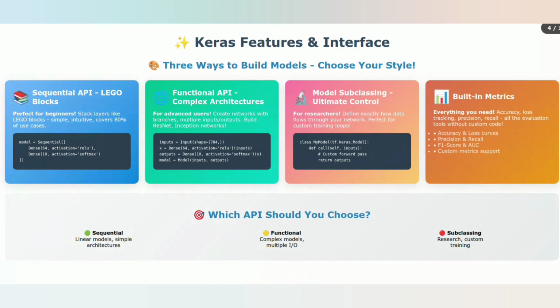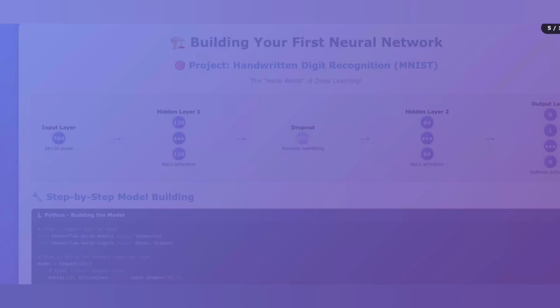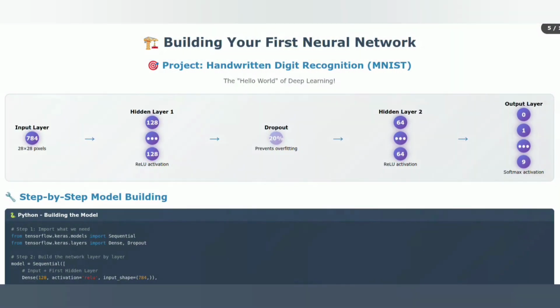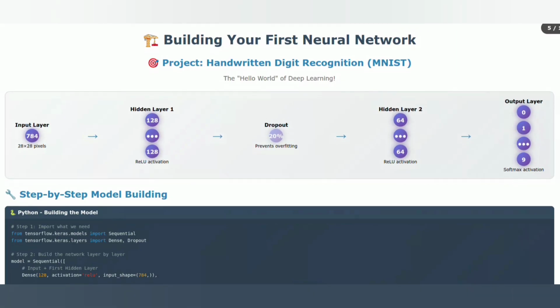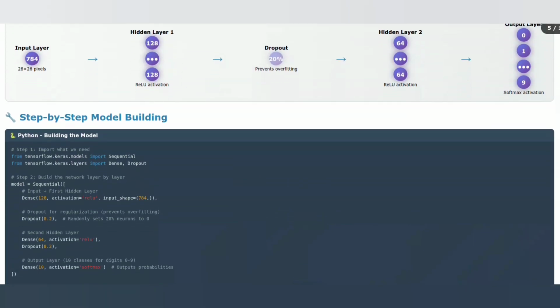Now, let's put this theory into practice and build our first real neural network. All right, this is where the magic happens. We're going to build a neural network from scratch that can recognize handwritten digits. This is like the hello world of deep learning. Let's break down this code step by step because understanding each piece is crucial.